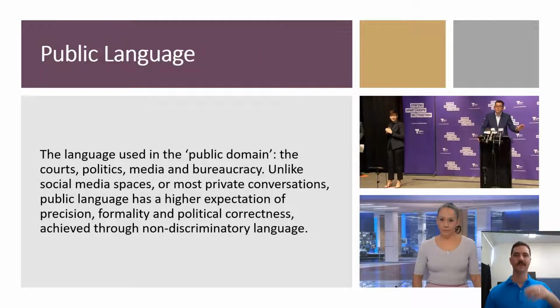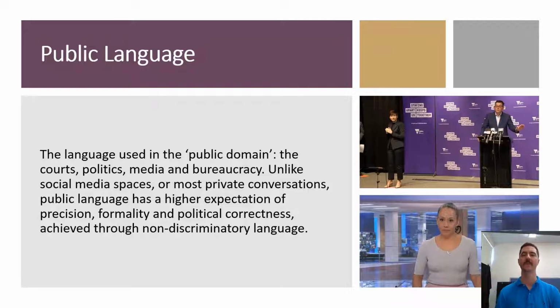Public language is not the way you speak when you're in public, but specifically quite formal, visible things that are collected. So the media, politics, all those sorts of things. If you're doing a formal speech, you're in the public domain: courts, media, bureaucracy, politics, any places that are on record.